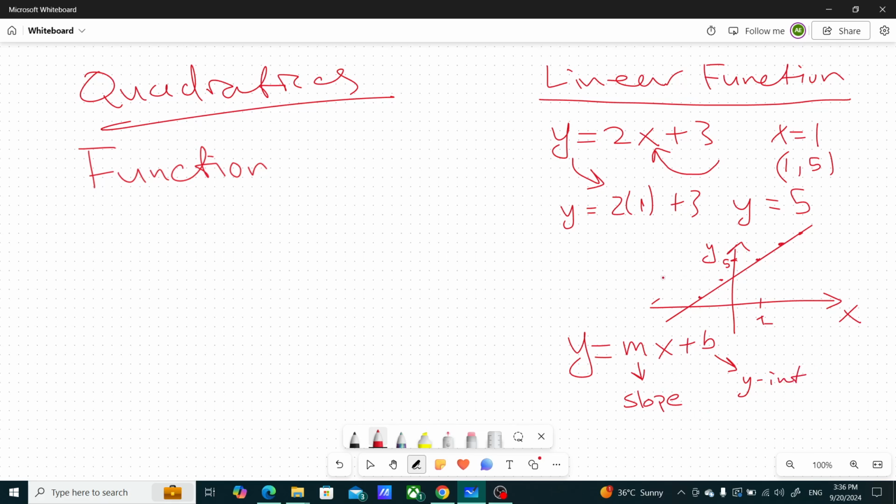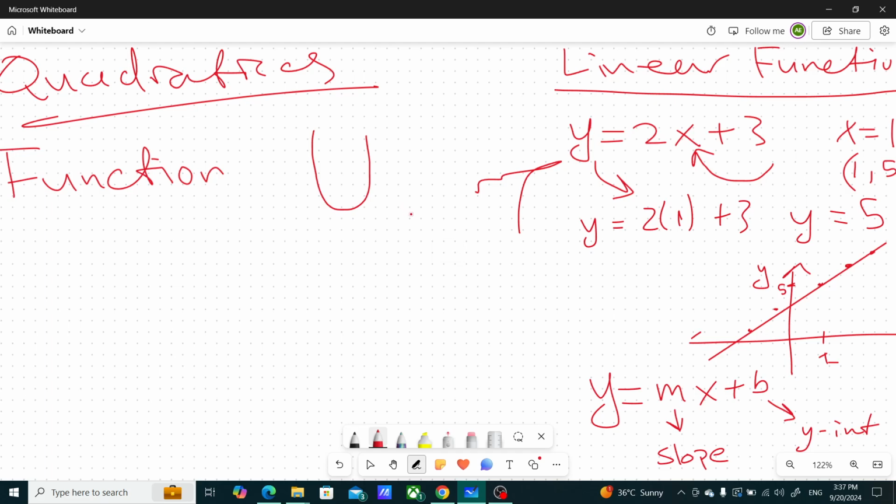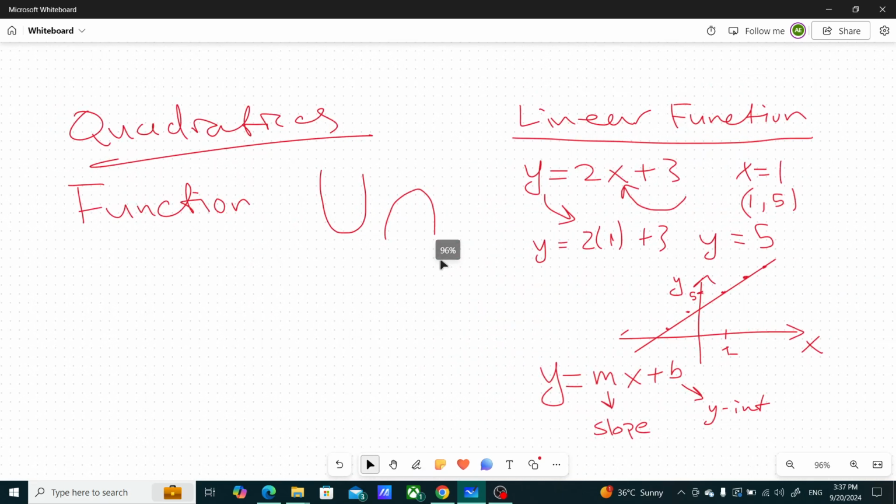Right, let's take a look at the quadratic function. Let's start with the shape. It's no longer a straight line. It's a curve shape. This curve has a special name. It's called a parabola. And this parabola is shaped like a U, opening upwards or opening downwards. So it has a general shape as well as a general form.